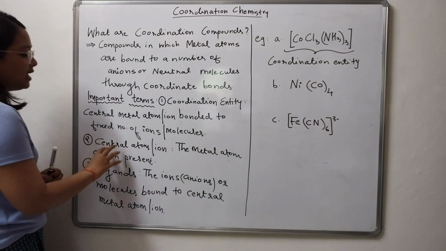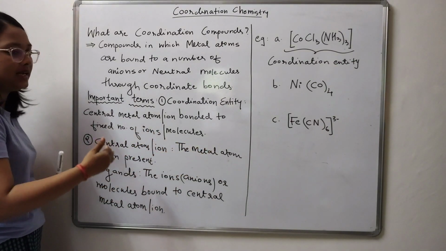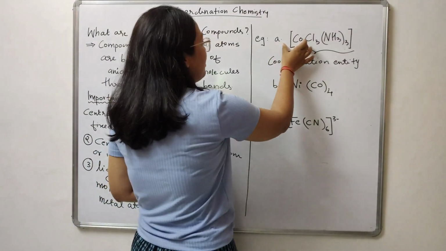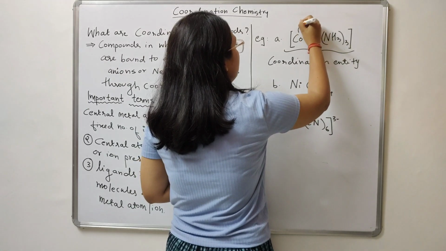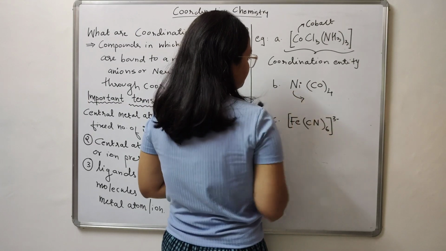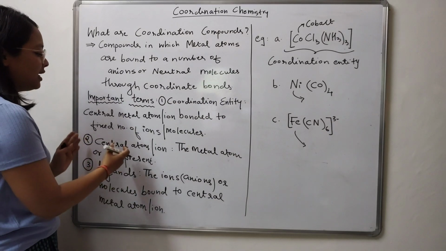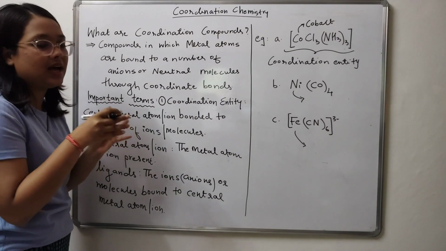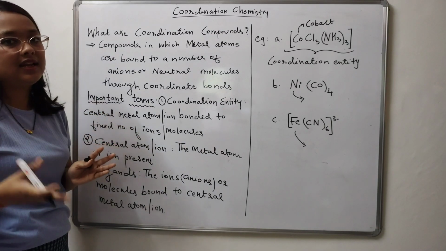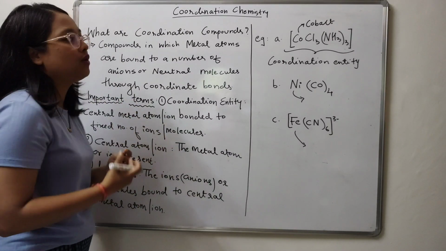Coming to the next term, central atom or the central ion. This is basically the metal atom or the metal ion which is present in your coordination compound. In this particular case, the metal that we are dealing with is cobalt. In this case it is nickel, and in this case it is iron. Now in different examples, the central metal can either be an atom or it can be an ion, and we're talking about the cationic form because metals are electropositive and they are more stable with the positive oxidation state.